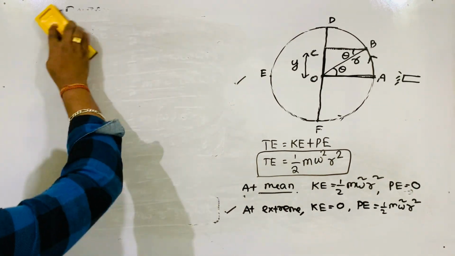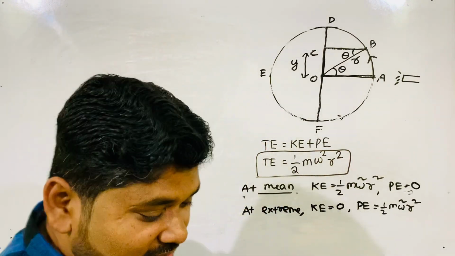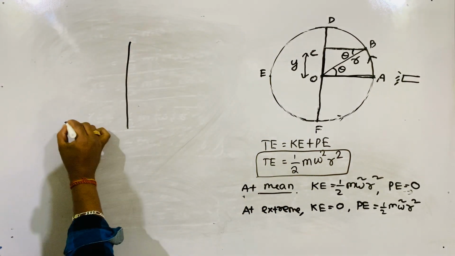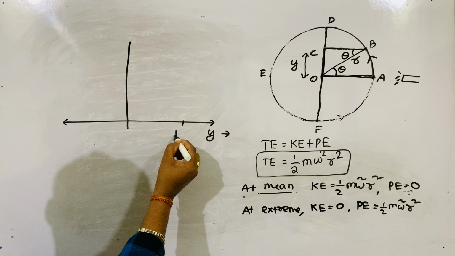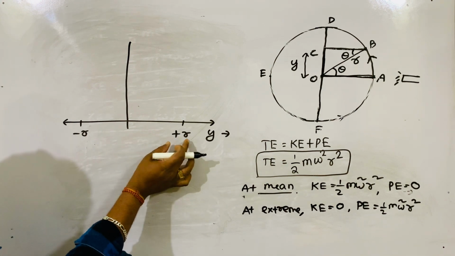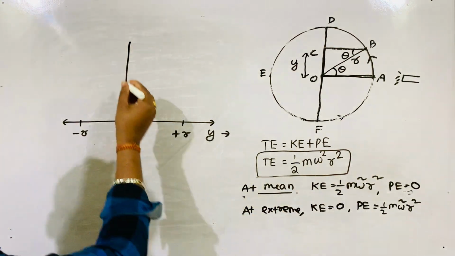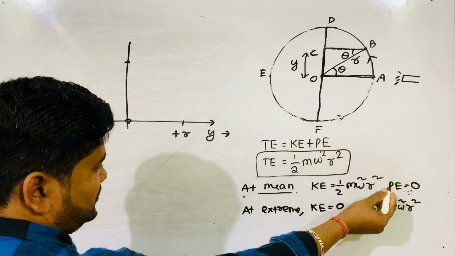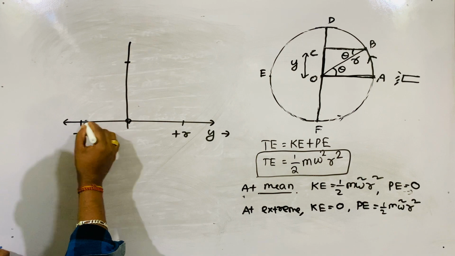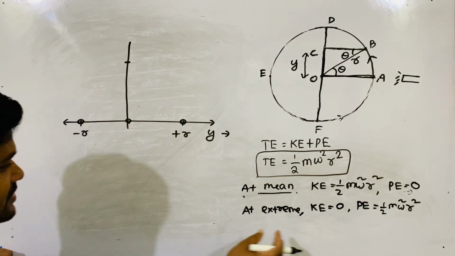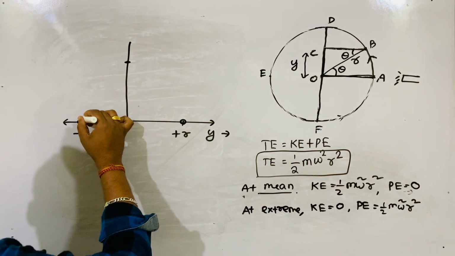Let's also draw the graph. As we are drawing the graph for all other quantities, why should we leave energy alone? On this side we take displacement. This is plus r position, this is minus r position, the extreme positions, and this is the mean position. At mean position, kinetic energy is maximum and potential energy is 0. But at extreme position, kinetic energy is 0. So first let's draw kinetic energy. Kinetic energy is maximum here at mean position and 0 at extreme position. So the graph will be like this.